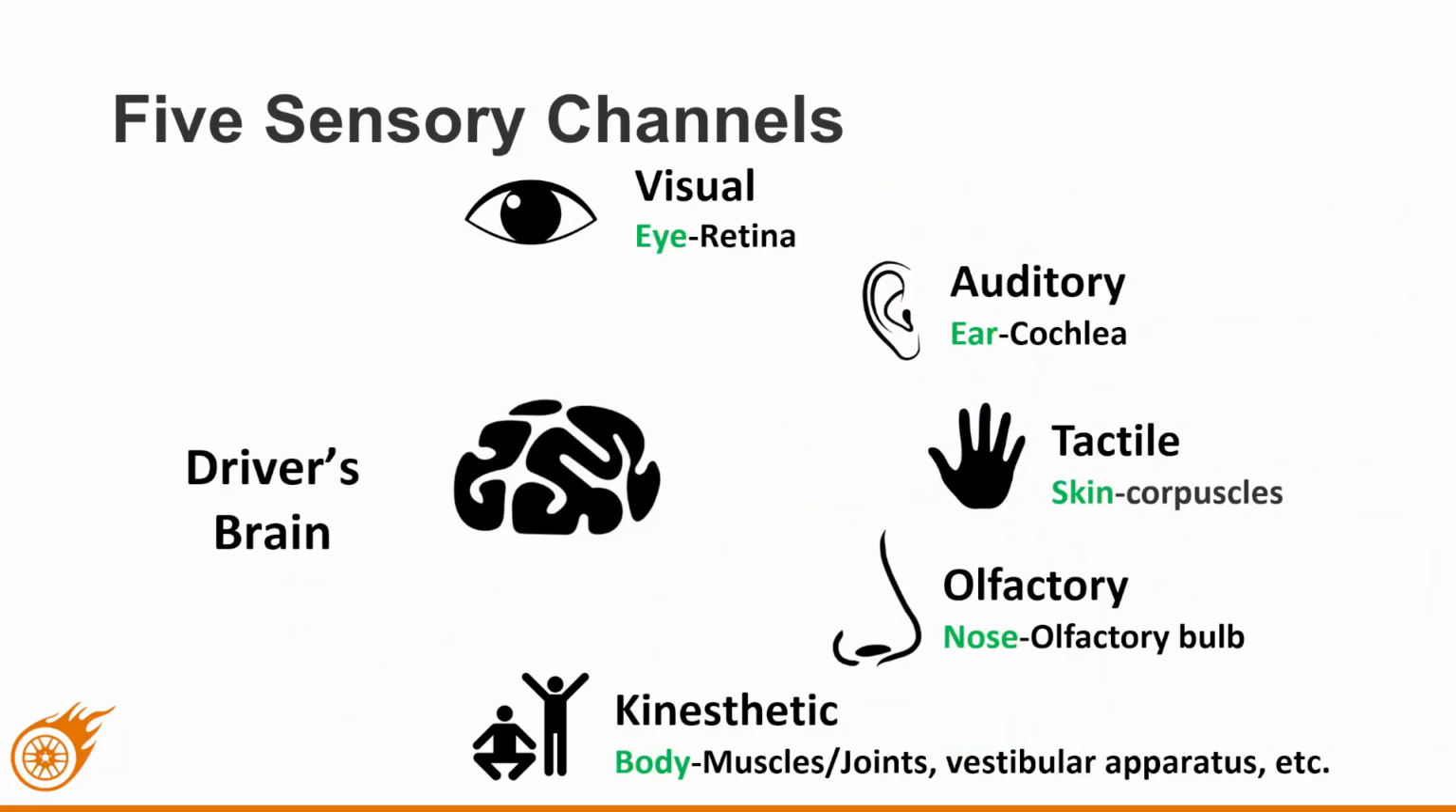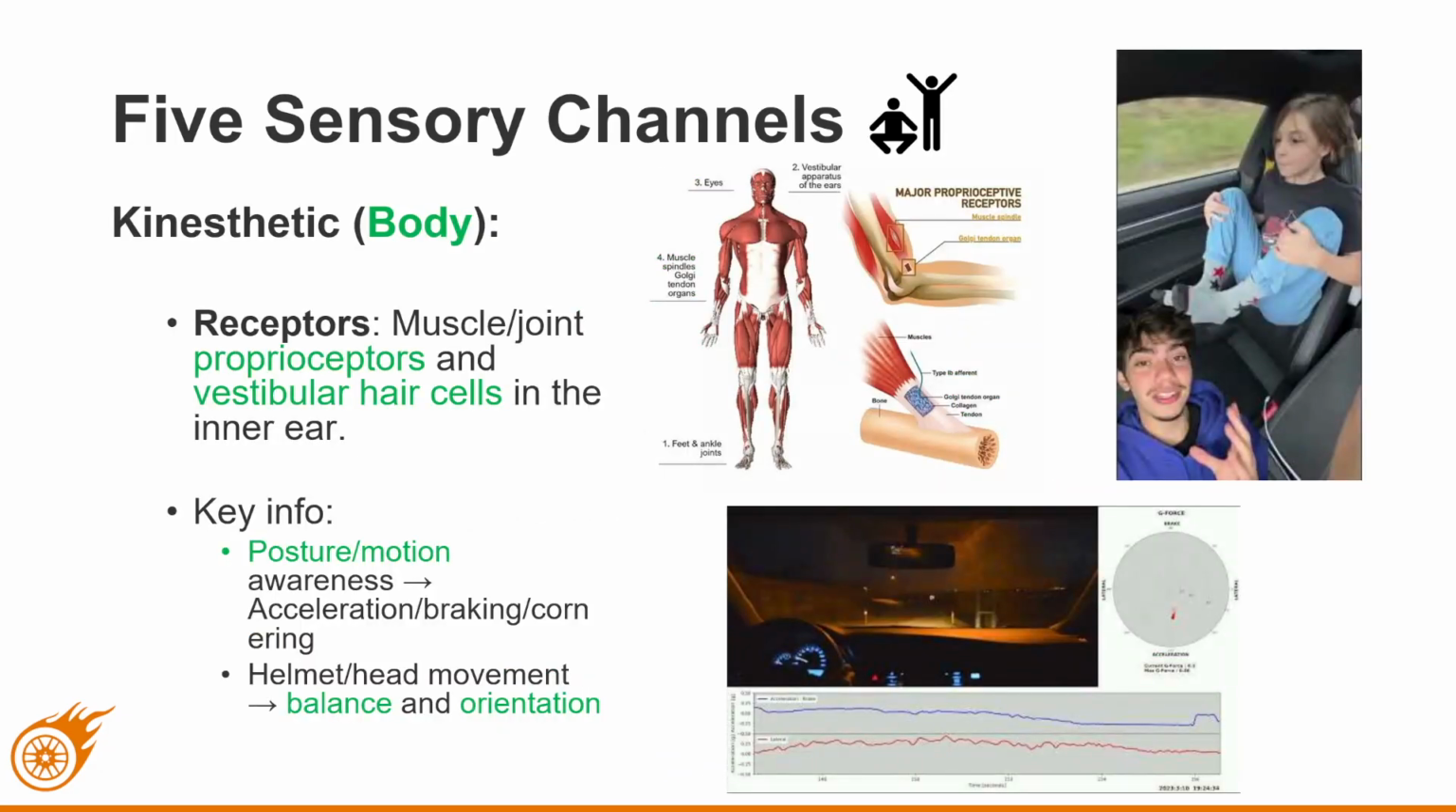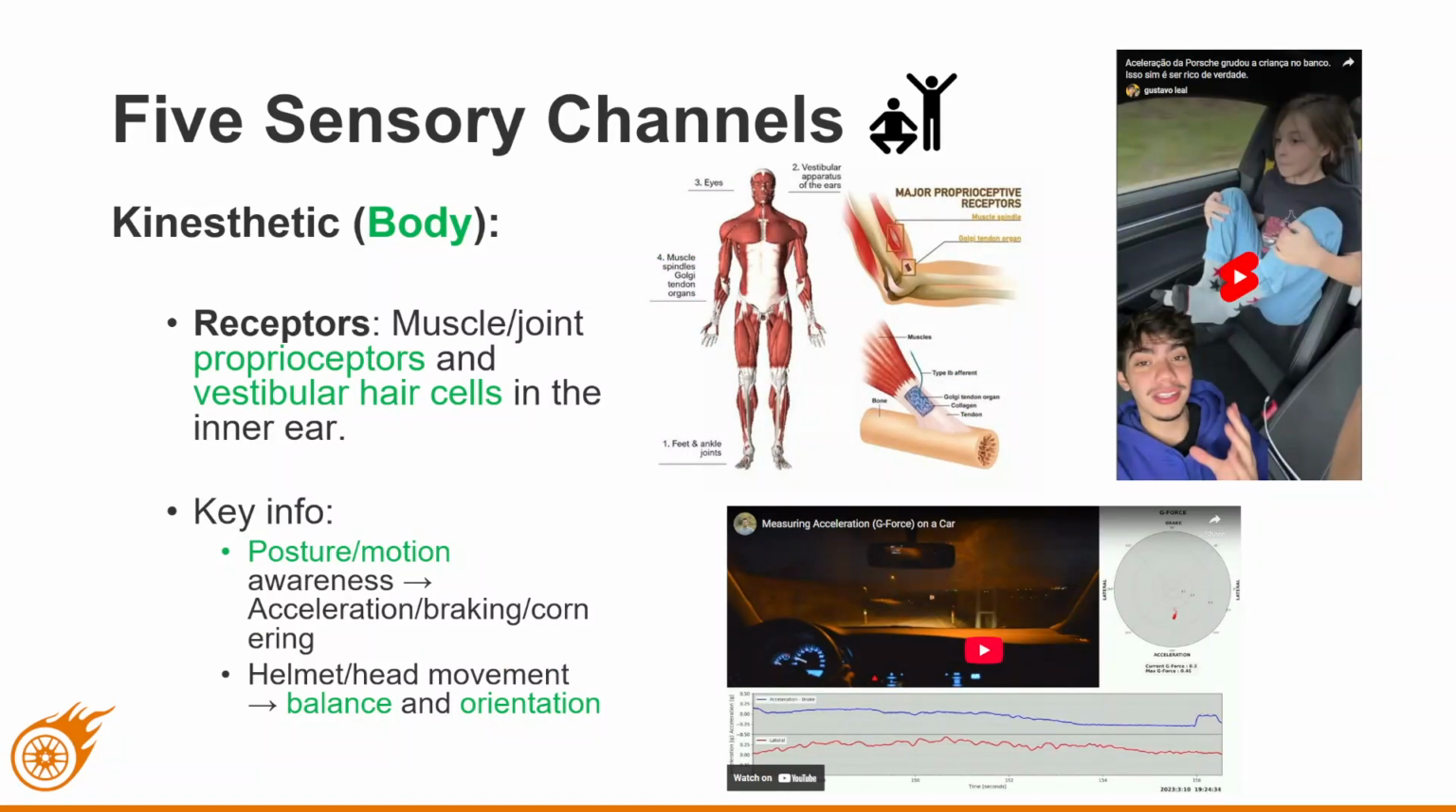And the final sensory channel is the kinesthetic. Your body tells you how the car is moving without even looking. How? Two things. There is proprioception, which is mainly your muscles and joints, which feel seat forces and other forces, like when you impact the side of the car, things like that. Your actual physical forces.